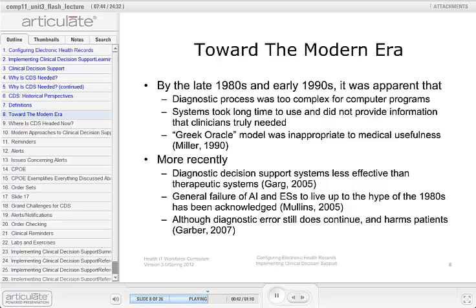There was a general acknowledgement of the failure of expert systems and artificial intelligence to live up to the expectations of the 1980s, not only in medicine, but in other areas. However, it is important to note that diagnostic errors still occur and cause harm to patients. So even though the systems that were developed in the earlier era did not contribute useful solutions, this problem still needs to be resolved.